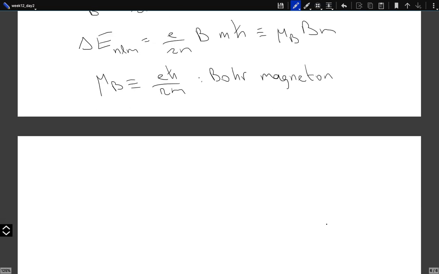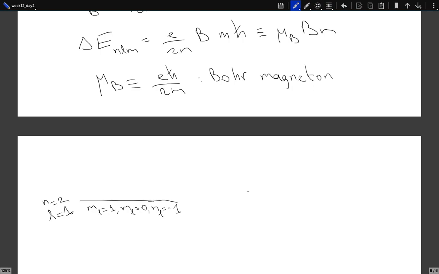So you see, before we had, as an example, the n equal to 2, L equal to 1 state. They all had this energy: ML equal to 1, ML equal to 0, and ML equal to minus 1. They all had exactly the same energy.